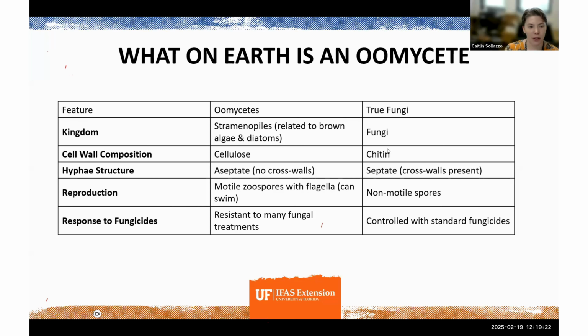I think one of the important things to highlight is that oomycetes have a cell wall made out of cellulose, which is like plants, and again, they're more closely related to algae. True fungi have a cell wall composed of chitin, the same material that insect exoskeletons are made of. So this is one example of how they are very different. Some fungicides target the cell wall of the fungus, but if it's targeting the chitin, it's not going to affect the cellulose.